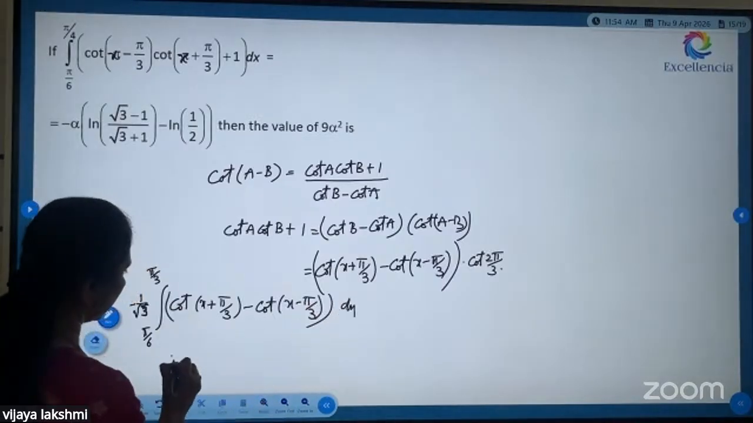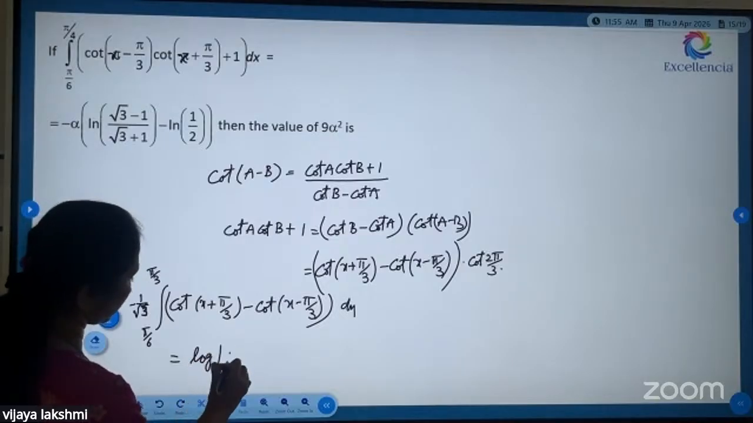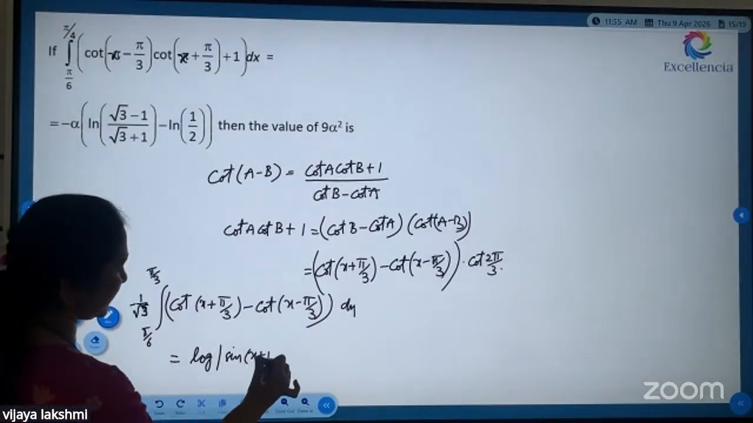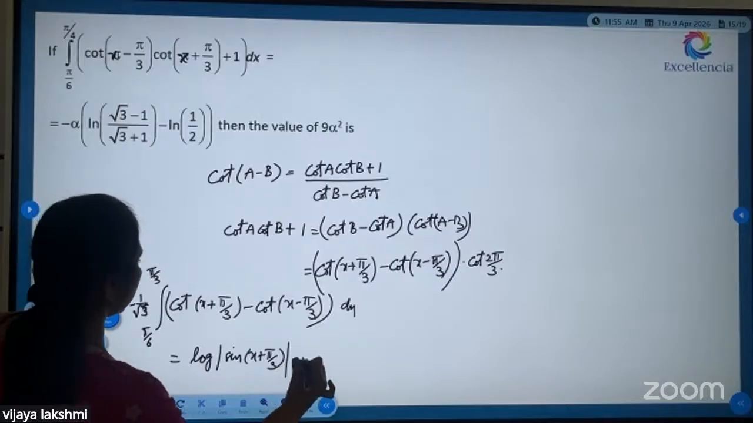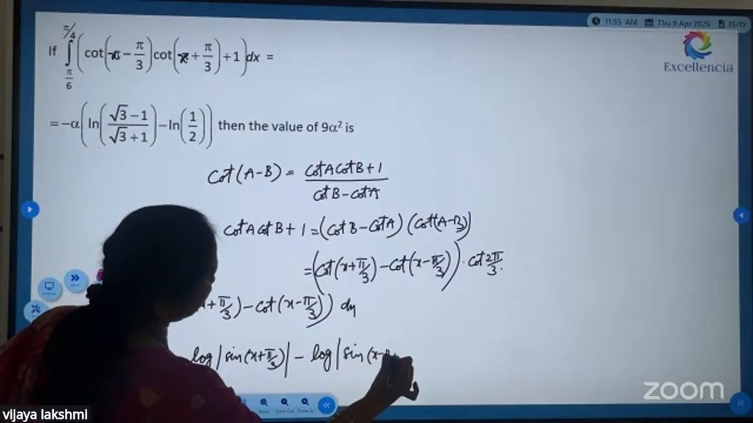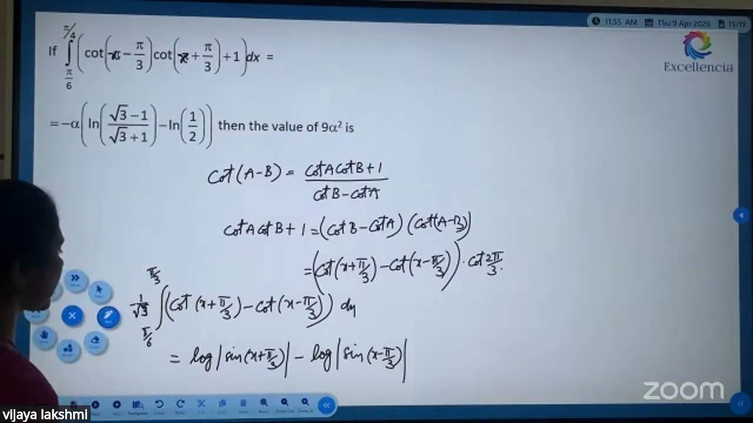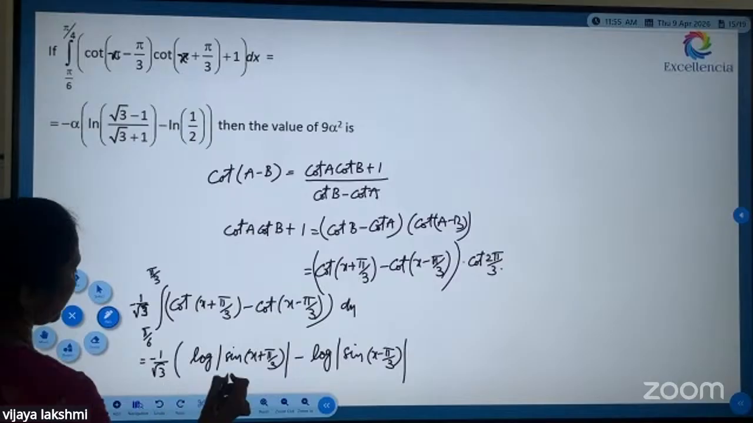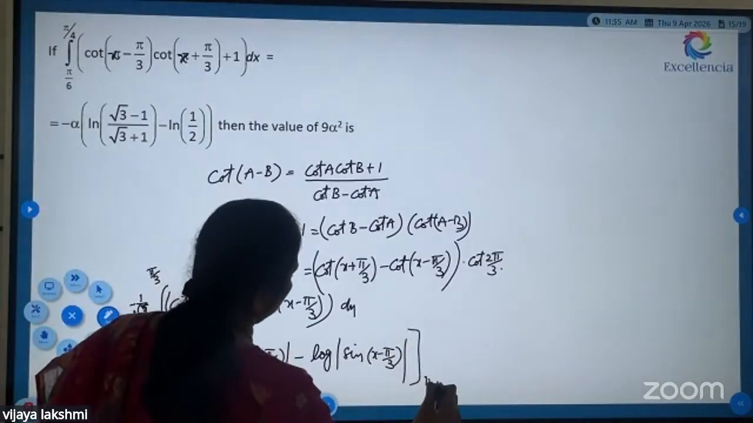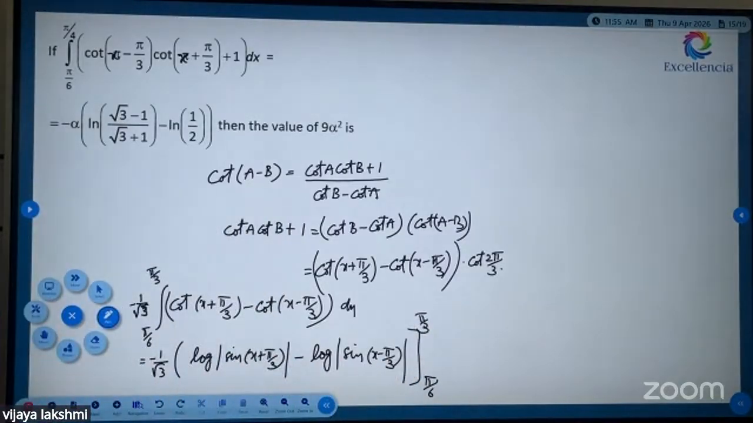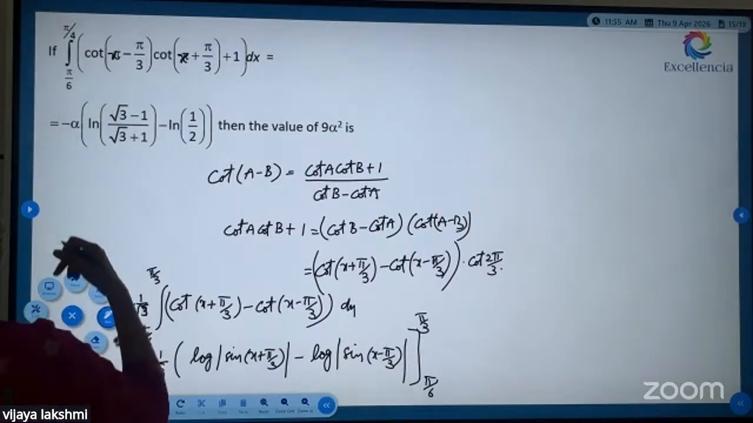Then if you apply the law of modulus, the direct formula, log of modulus sin x, you can write it as log of modulus sin of x plus pi by 3 minus log of modulus sin of x minus pi by 3, and apply the limits. Let's try applying the limit as a straight application. We get the answer 1 by 2. So for this case we get 1 by 2.